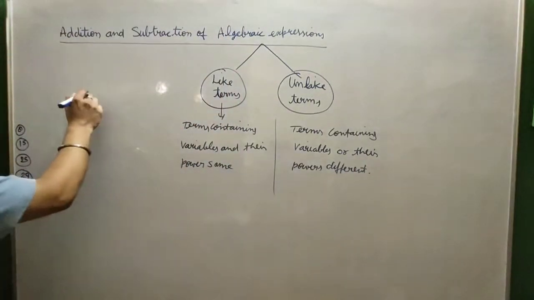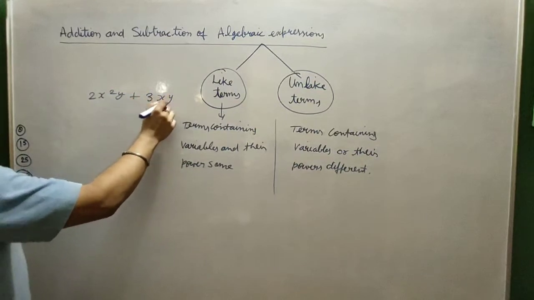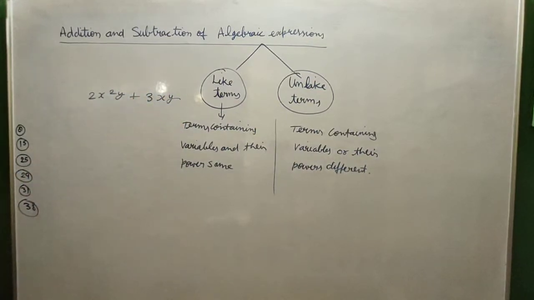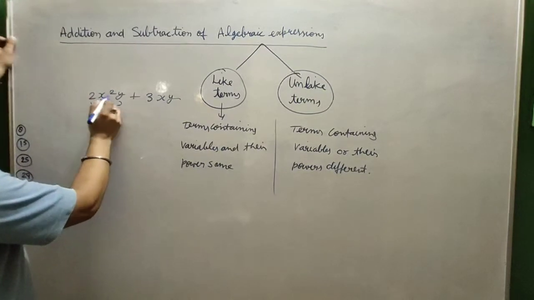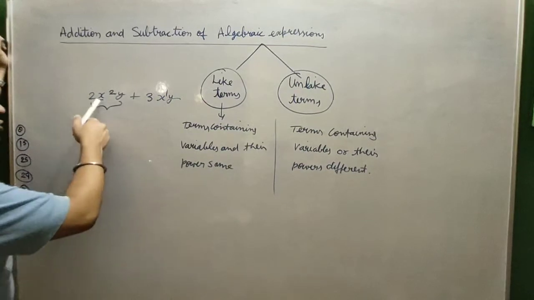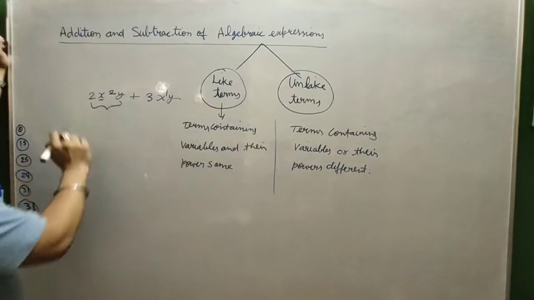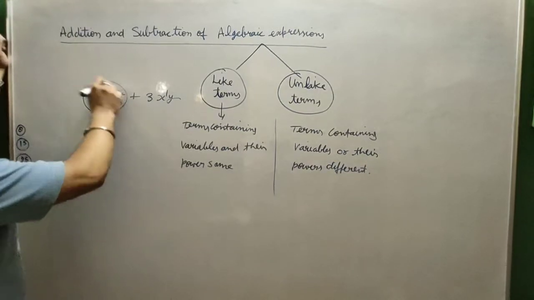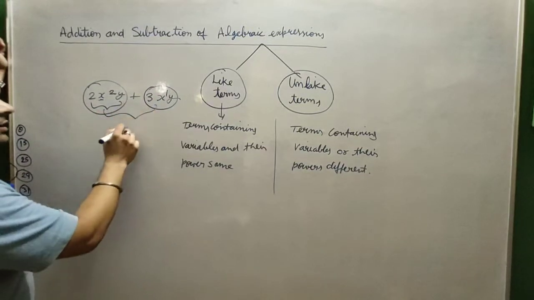Suppose you are having 2x square y and plus 3xy. You can see here we are using x and y, yes, but the problem is in this first term: it is containing x raised to the power 2, but the other is containing x raised to the power 1. It means there is x squared and there is only x. The y is the same, but because of this, the whole term cannot be related to this. It means both are unlike.